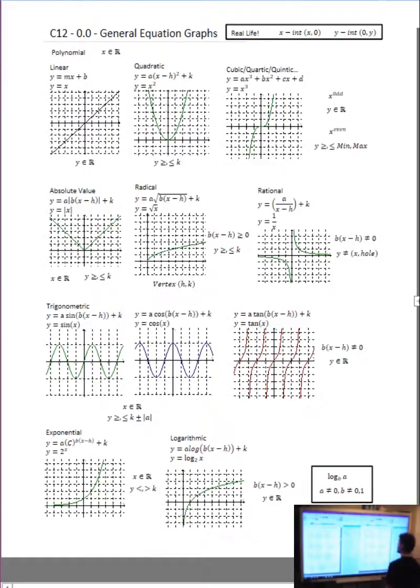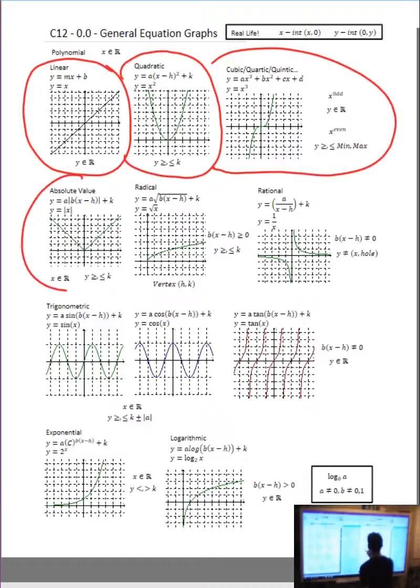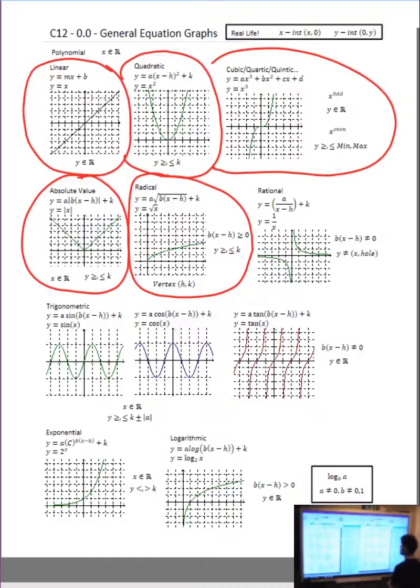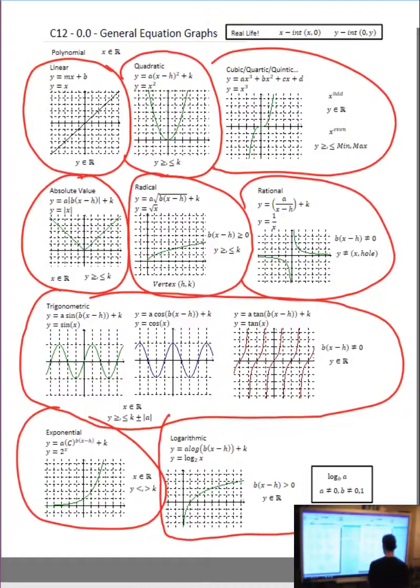Now onto the general equations and graphs. In the top left, we have Math 10, y equals mx plus b. Then in grade 11, we looked at quadratics. And in chapter 3, we looked at cubics and quartics and quintics. In grade 11, we looked at absolute values. In grade 12, in chapter 2, we look at radical functions. And notice these are all the regular graphs and their regular equations and their domains and ranges and any important parts, and rational functions. And our 3 trigonometric graphs that we're going to memorize, and exponential graphs and logarithmic graphs and their features. That must be a lot.